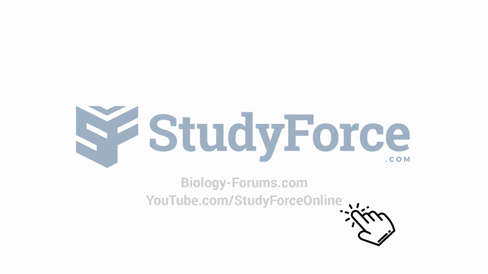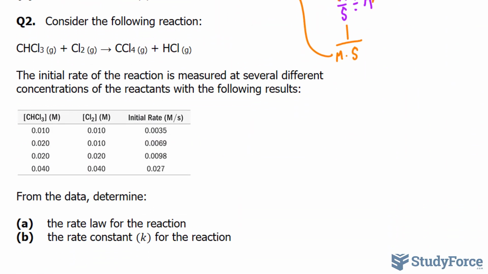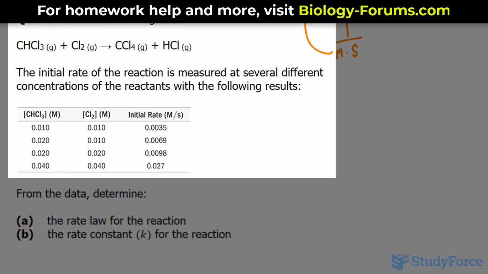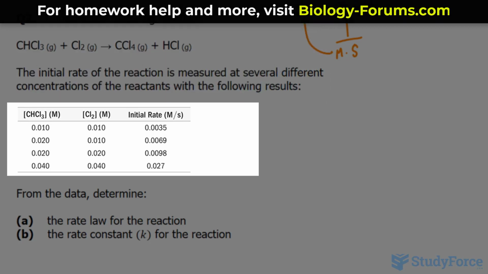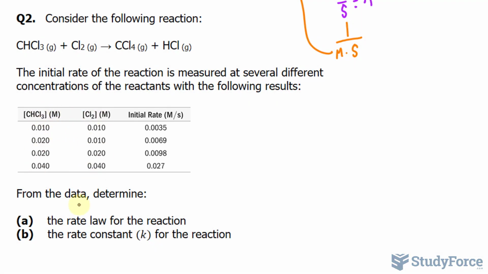Welcome back to part 2 of this series where we learn how to determine the order and rate constant of a reaction. We ended off with question number 2, which reads, consider the following reaction, and the initial rate of the reaction is measured at several different concentrations of the reactants with the following results, just like in question number 1. Notice the table here, and we have the molarity of the reactants shown in these two columns and their initial rates. And from this data, determine the rate law for the reaction, and for B, the rate constant K for the reaction. So we'll have two rate laws, one for this reactant and one for this reactant.